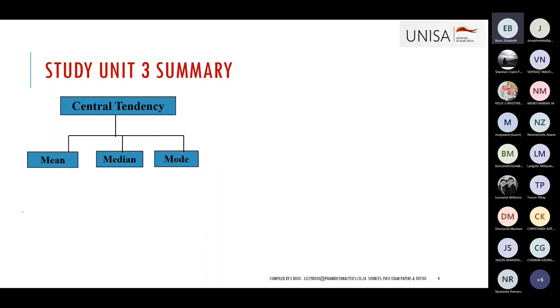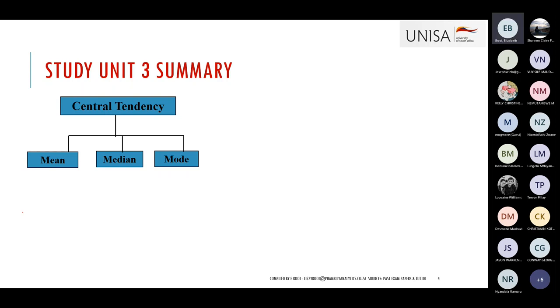Now, which of these three is affected by outliers? And what is an outlier? Let's start there. Do you know what an outlier is? An outlier is a piece of data that is very far away from the rest of the set. Thank you very much. It's one of the extreme values, which is the value that is far apart from the rest of the other values as well. And which one of these three measures gets affected by the outliers? The mean. Only the mean gets affected by the outlier.